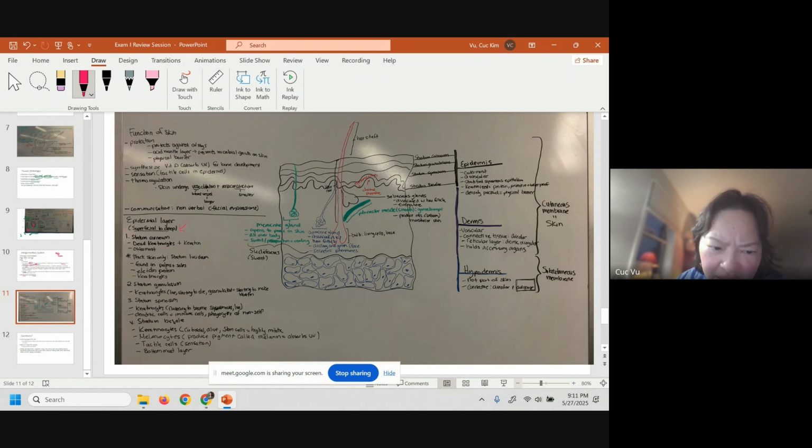the stratum spinosum and then the stratum basale. I drew it out as well and I labeled it. So this is a good way to study yourself. It's just to see if you can draw it and label and identify and describe. Okay. All right.